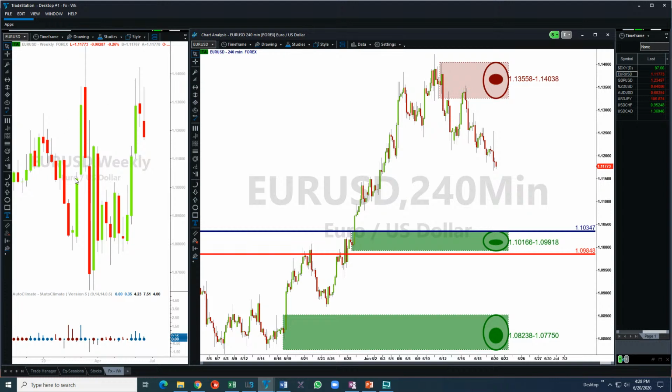Again, big picture, look at the weekly. When we look at the weekly, we check the auto climate. What is the climate telling us? The climate is telling us that it is a confirmed up climate, right? So if it's a confirmed up climate, we will look to buy. Where will we place the orders? On the 240-minute chart, we look for the UFOs.